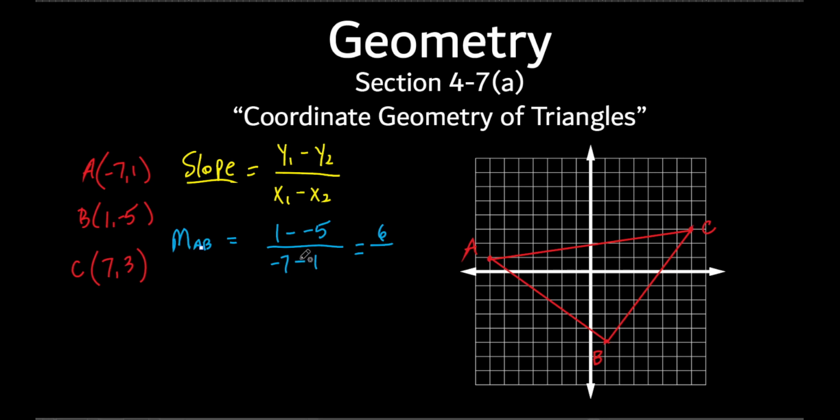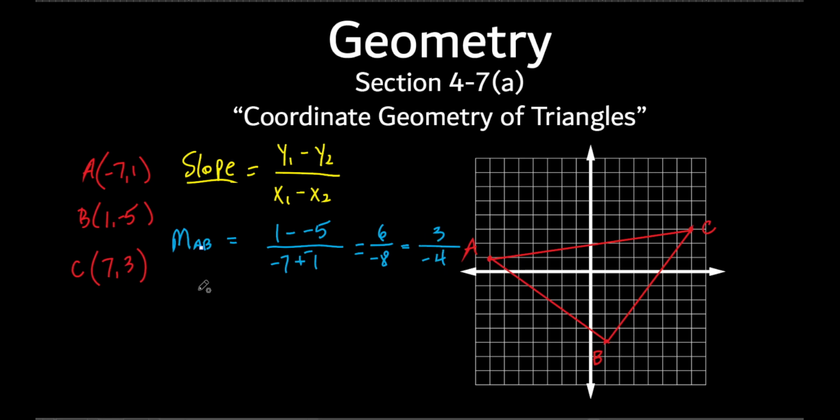Negative 7 minus 1. Can you do that in your head? Add the opposite. Now what is it? Negative 8. Let's always simplify it. So what does that become? 3 over negative 4, or just negative 3/4. Doesn't matter where you have the negative. Could be on the top, could be in the middle, could be on the bottom. So that's the slope of AB.